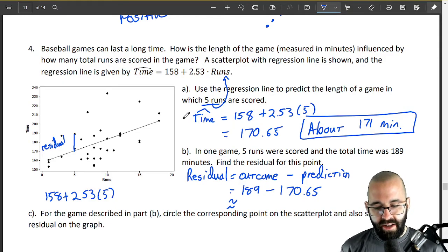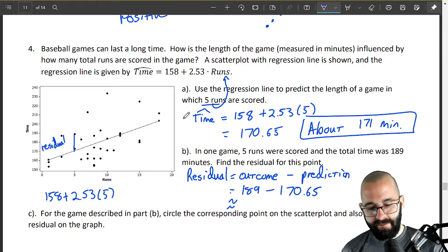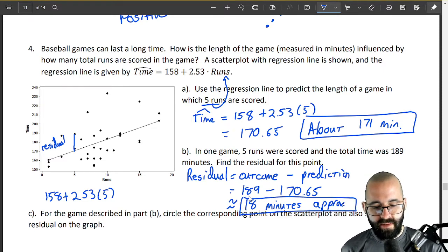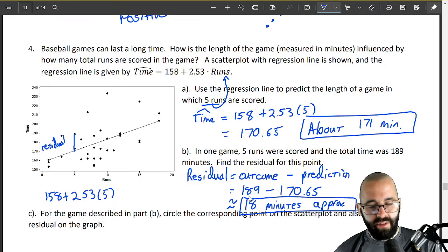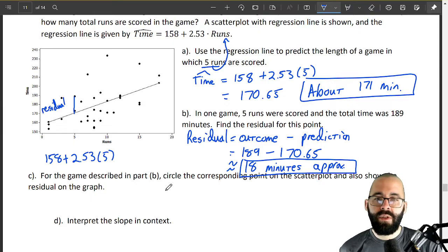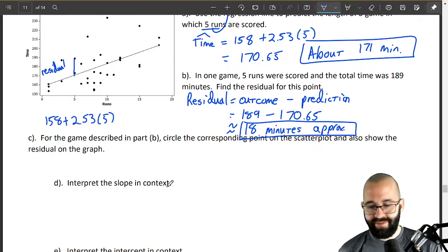So type this into a calculator and you're going to get about 18 minutes for that residual. You get more decimal places if you wanted. It'd be like 18.35. So for this same game, circle the corresponding residual. We already showed it on the graph. There we go, we've circled it.